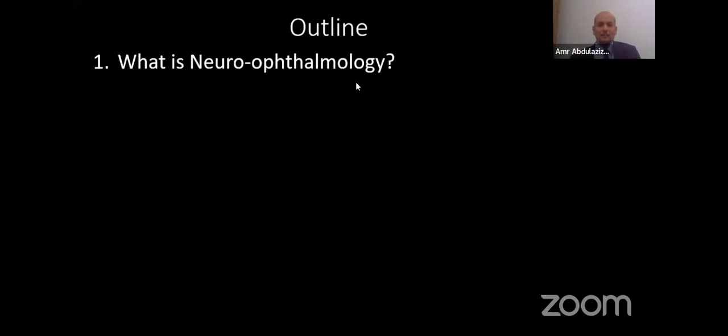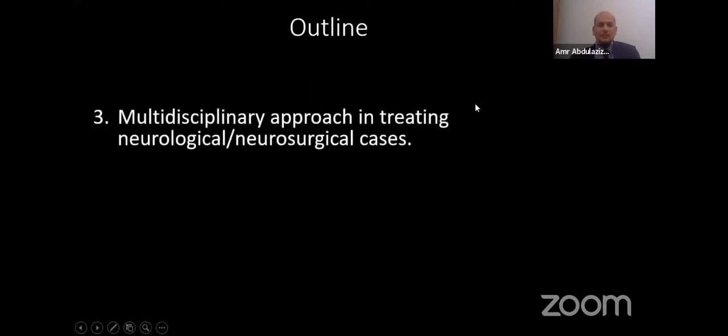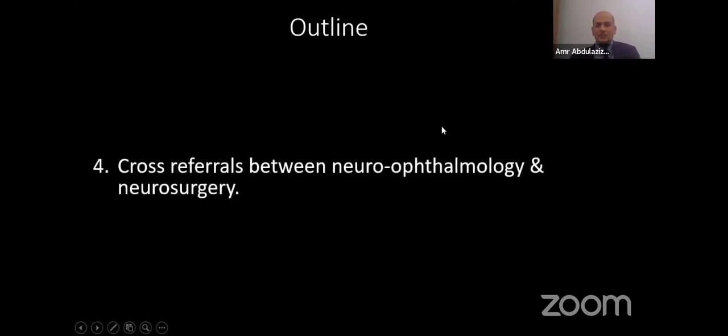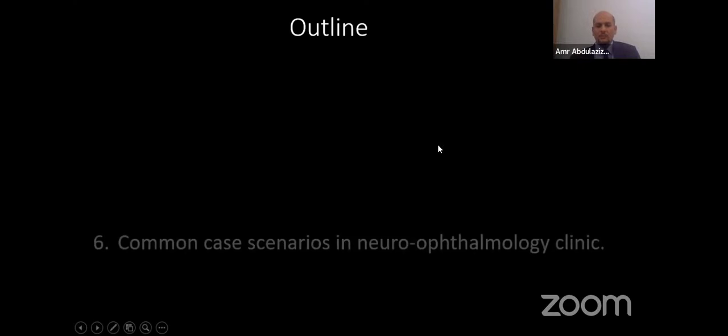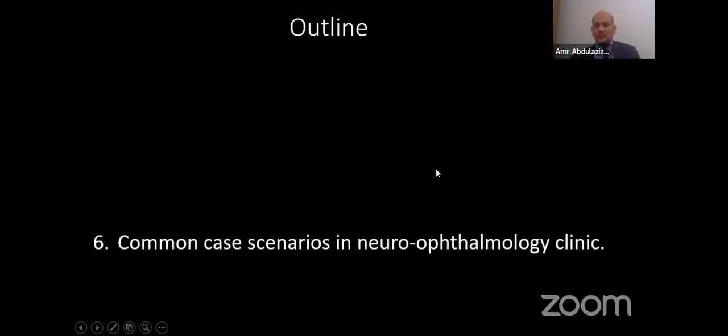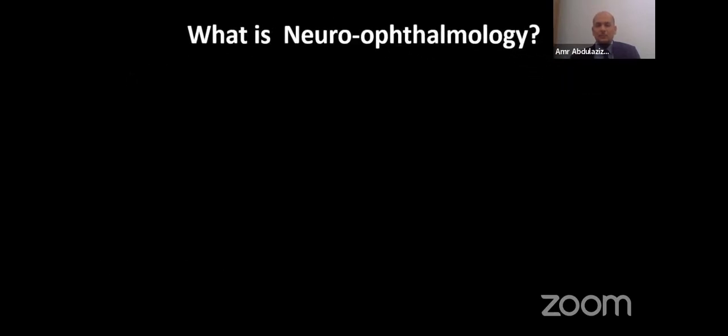So the outline of the speech will be firstly about what is neuroophthalmology and the scope of neuroophthalmology, then coming to the multidisciplinary approach and the importance of that in treating these cases, coming to cross-referrals between neuroophthalmology and neurosurgery, and neuroophthalmology evaluation, coming to some of the common case scenarios in neuroophthalmology clinic and the conclusion. So starting with a brief introduction about what is neuroophthalmology.